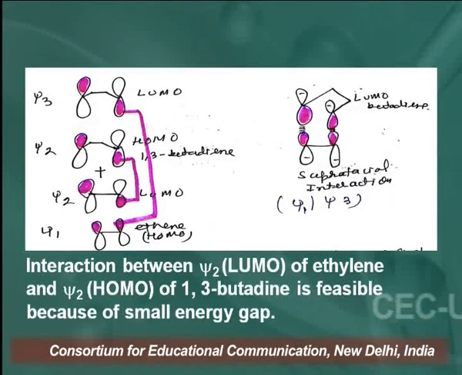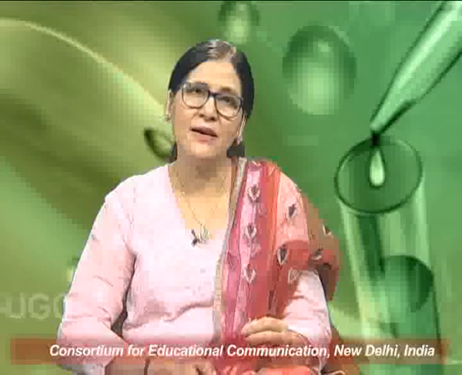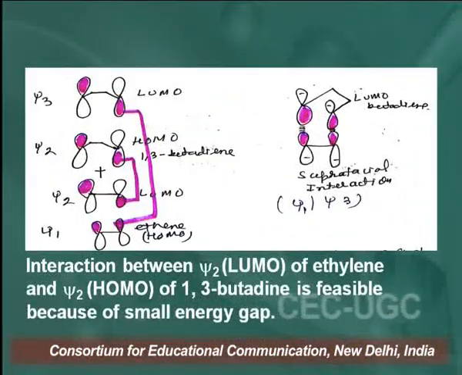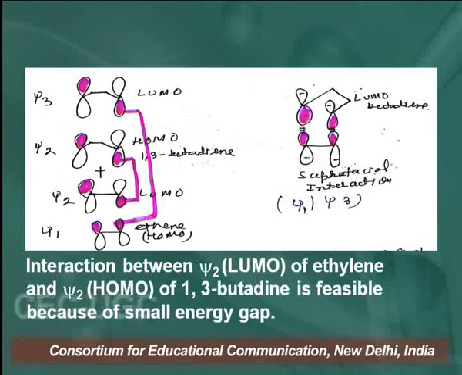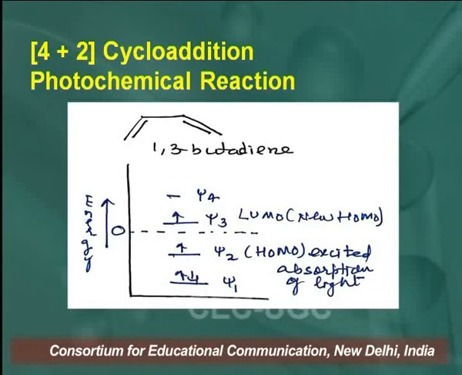Another example you can see here is how the HOMO and LUMO interact between ψ2 LUMO of ethylene and ψ2 HOMO of 1,3-butadiene, which is feasible because of the small energy gap. Both the examples we have seen here are suprafacial interactions. But what about ψ1 and ψ3? Is the ψ1 and ψ3 interaction allowed? No, for the ψ1 and ψ3 p orbitals you can see the distance is large, a large energy gap. So ψ1 and ψ3 cannot be suprafacially allowed.